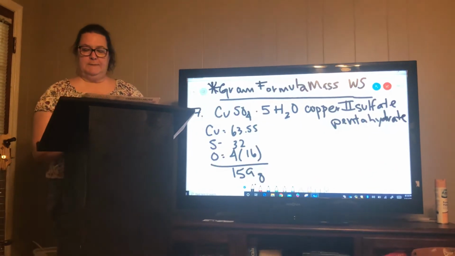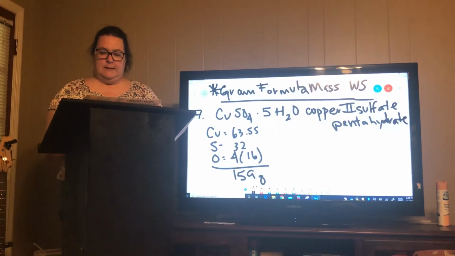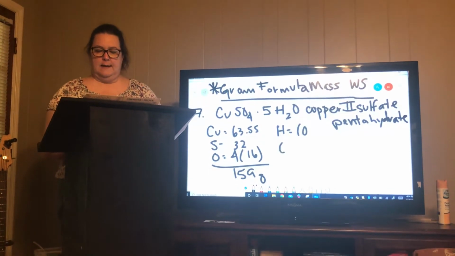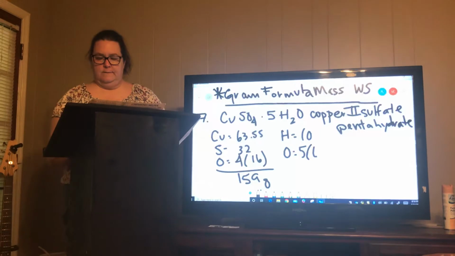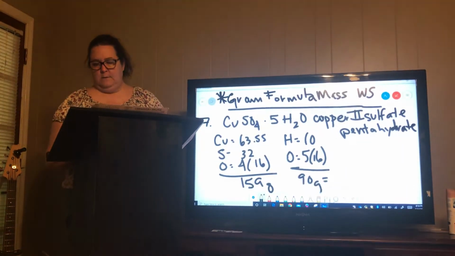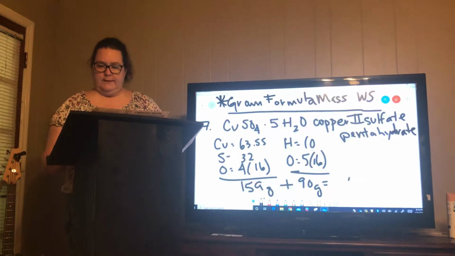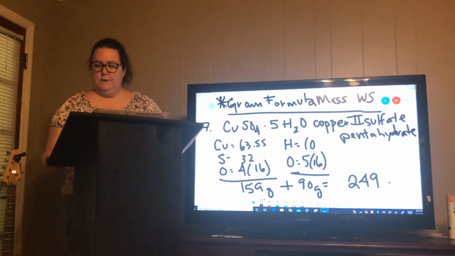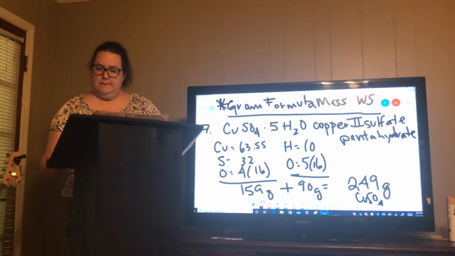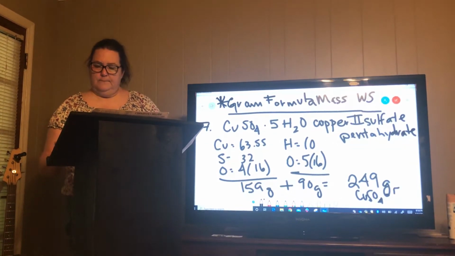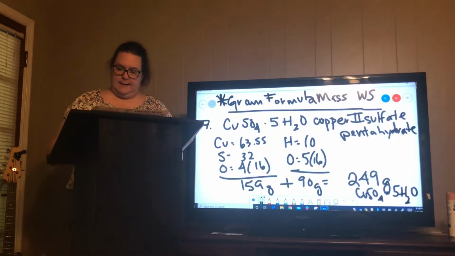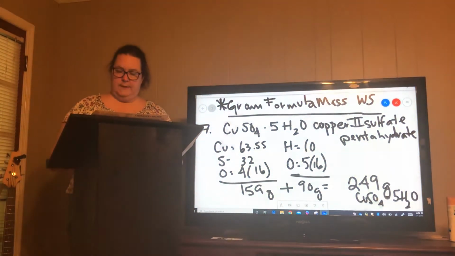Now I'm going to do the pentahydrate part of it. So I have 10 hydrogens and I have 5 oxygens, and that equals 90. Then I'm going to add these 2 together, and I get 249 grams of CuSO4 pentahydrate. Okay, that's all you have to do. Now, let me do another one.